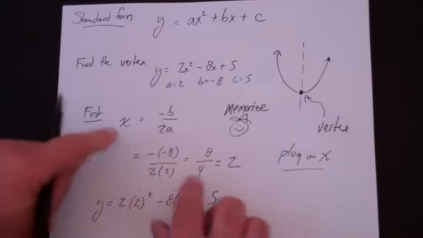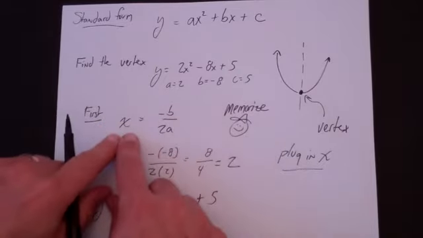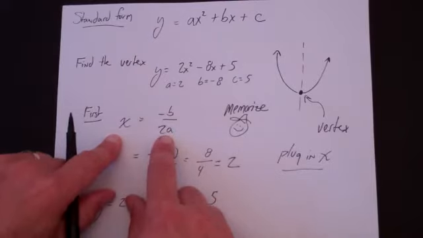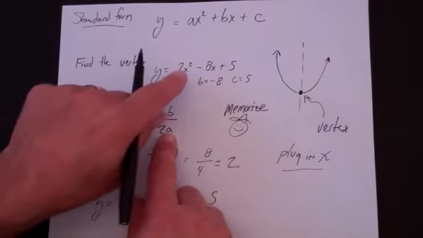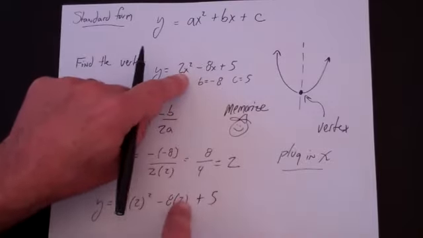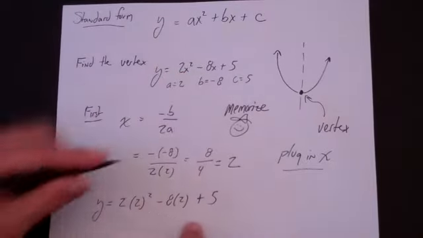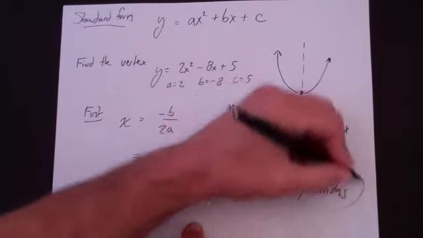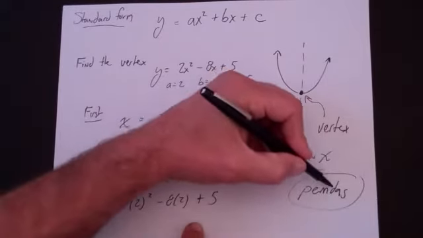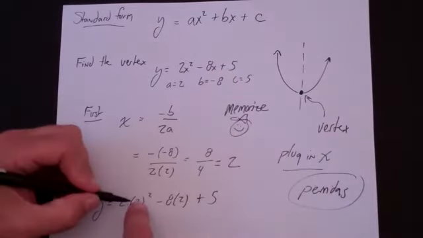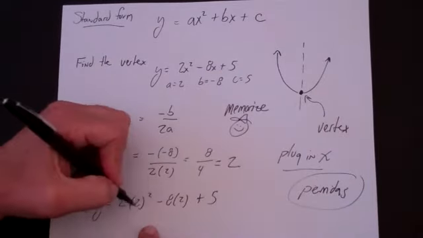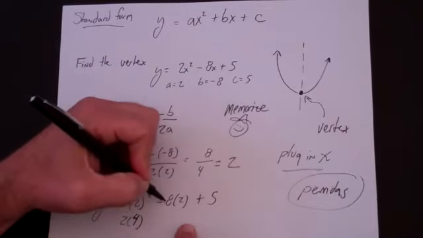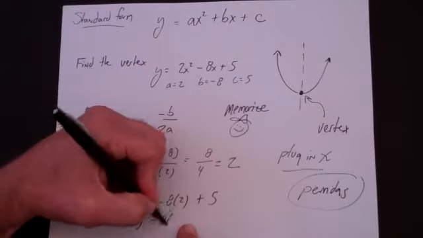Right? All we're doing is we're finding the x value of the vertex by plugging into the formula, minus b over 2a. Once we have the x value, we plug it back into the original equation to find the y value. Be careful with your order of operations. Remember PEMDAS, right? Parentheses, exponent, multiply, divide, add, and subtract. So we're going to do the power first, so that's 2 times 4, right? 2 squared is 4. And then we're going to go minus 8 times 2 plus 5.